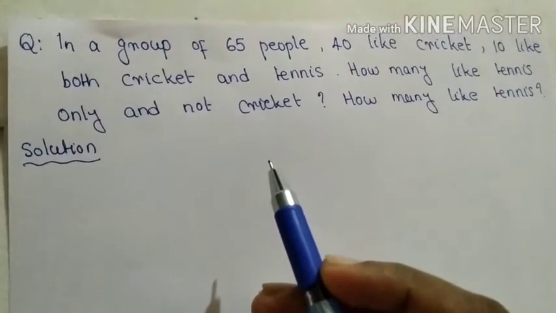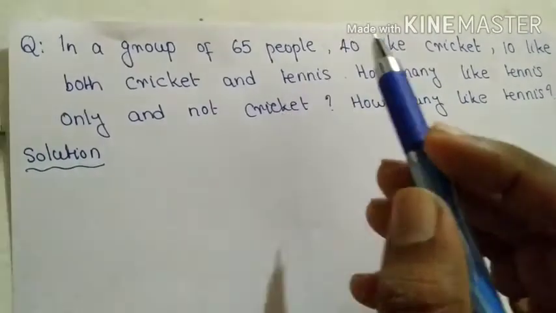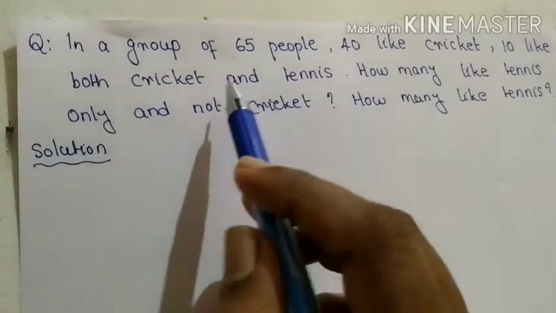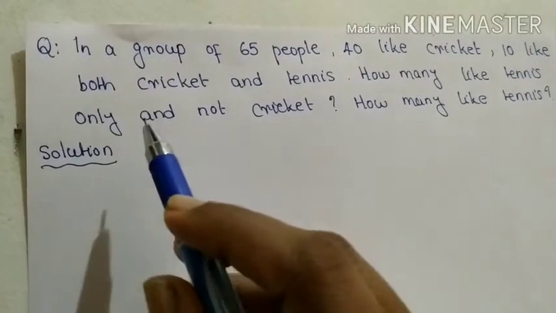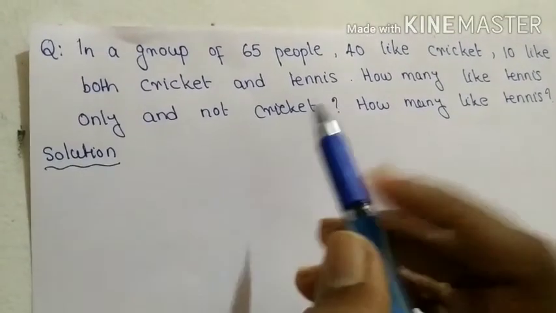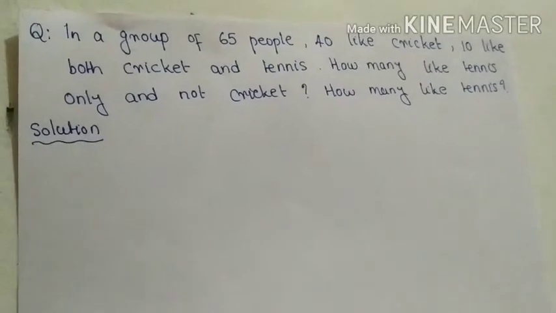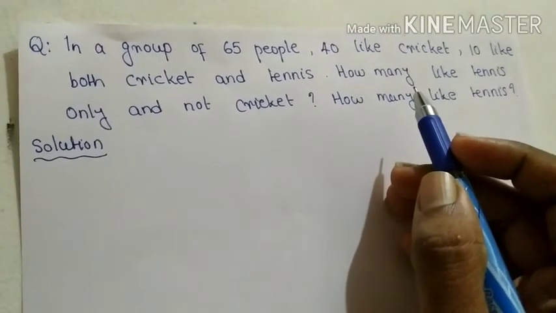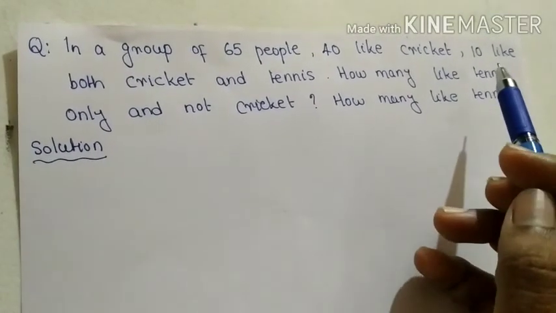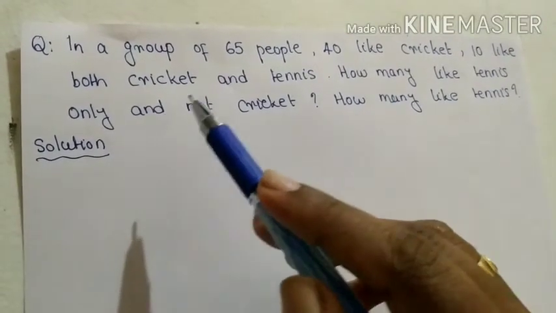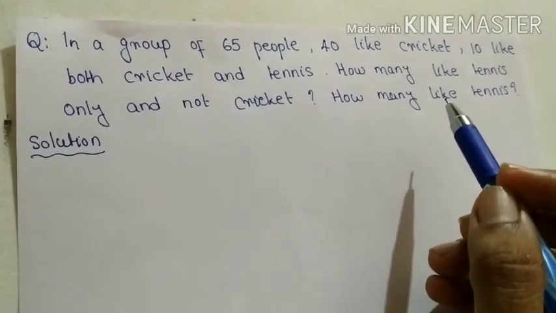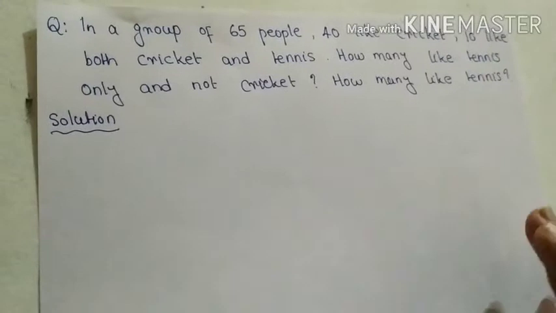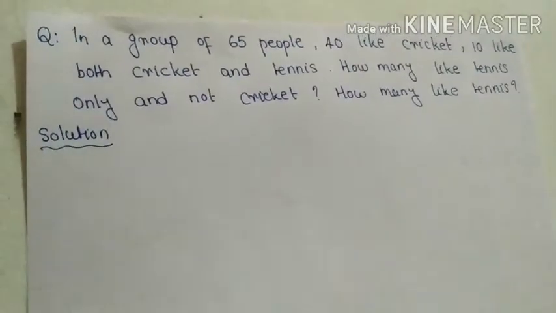This is our first question. In a group of 65 people who like cricket or tennis, 40 like cricket, 10 like both cricket and tennis. How many like tennis only but not cricket? How many like tennis? So here we need to find out two answers. First one is those people who like tennis only but not cricket, and second, the people who like tennis. Okay, so let's start the solution of this question.